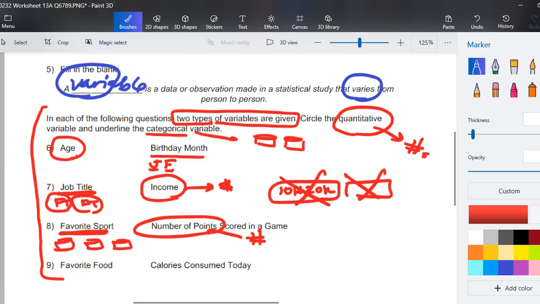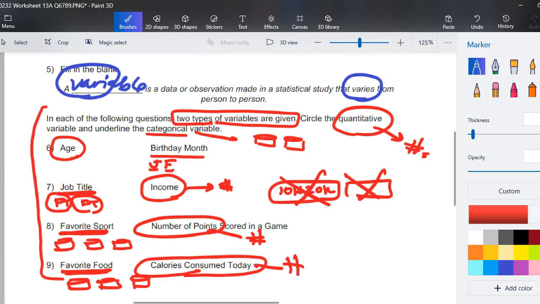Favorite food, I would need several buckets on this one. And so it might be a combination bucket, it might be Mexican, it might be Italian, American, whatever. But your favorite food pretty much can go into a category or a bucket. Whereas the result of your favorite food, calories, are going to be numbers and they're going to be quantitative. This concludes this worksheet 13A.